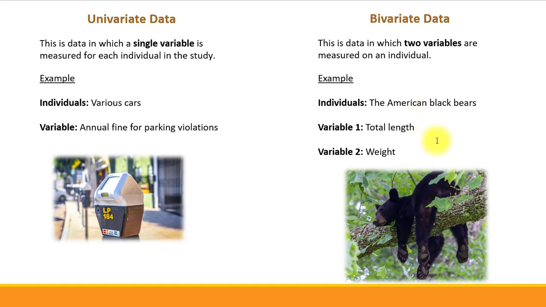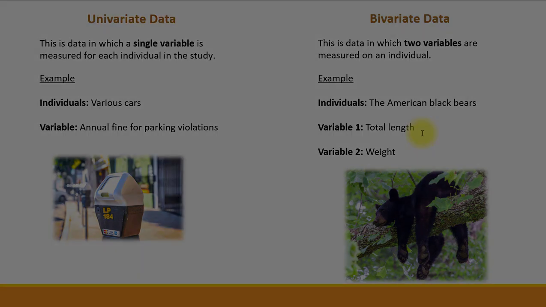But what's interesting about bivariate data is how we analyze it. We try to determine if there is any relation between the variables. For example, does the length of a bear affect its weight or vice versa? And furthermore, if we know the weight of a bear, can we predict the total length of that bear? So we're going to learn how to answer questions like that in this topic. But first, let's develop some terminology.